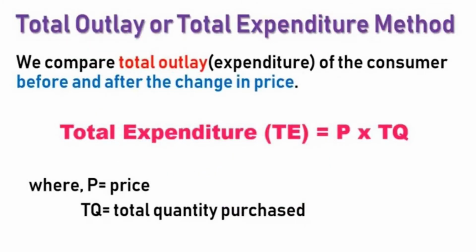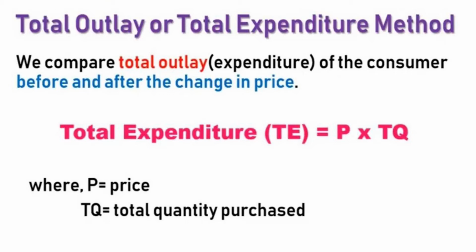Okay, so next we can see about the total outlay or total expenditure method. This method is going to be useful and important for you. We compare the outlay or expenditure of the consumer before and after the change in price. So total expenditure is price into quantity, where P is equal to price and TQ is equal to the total quantity purchased. So this is the formula for total expenditure: TE is equal to P into TQ.